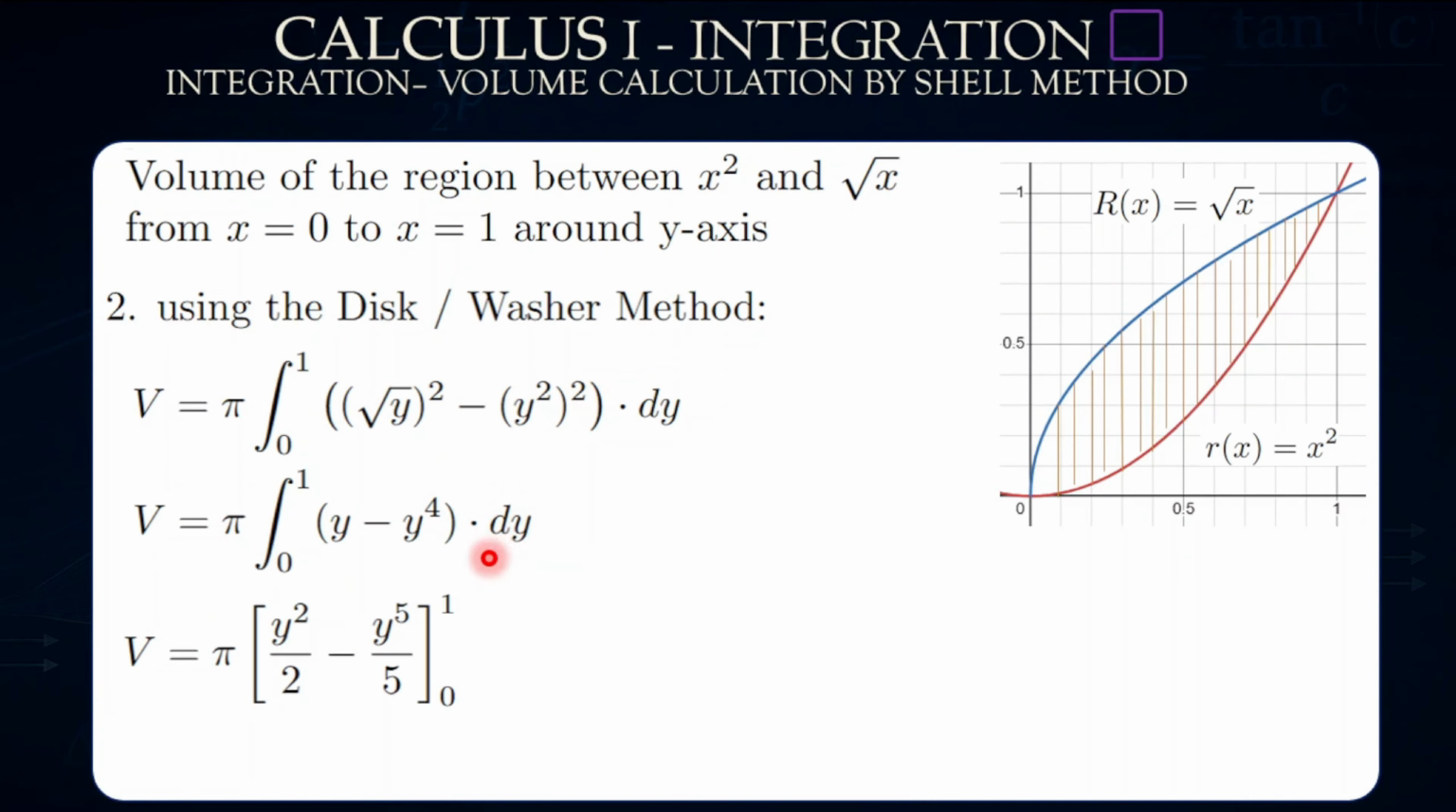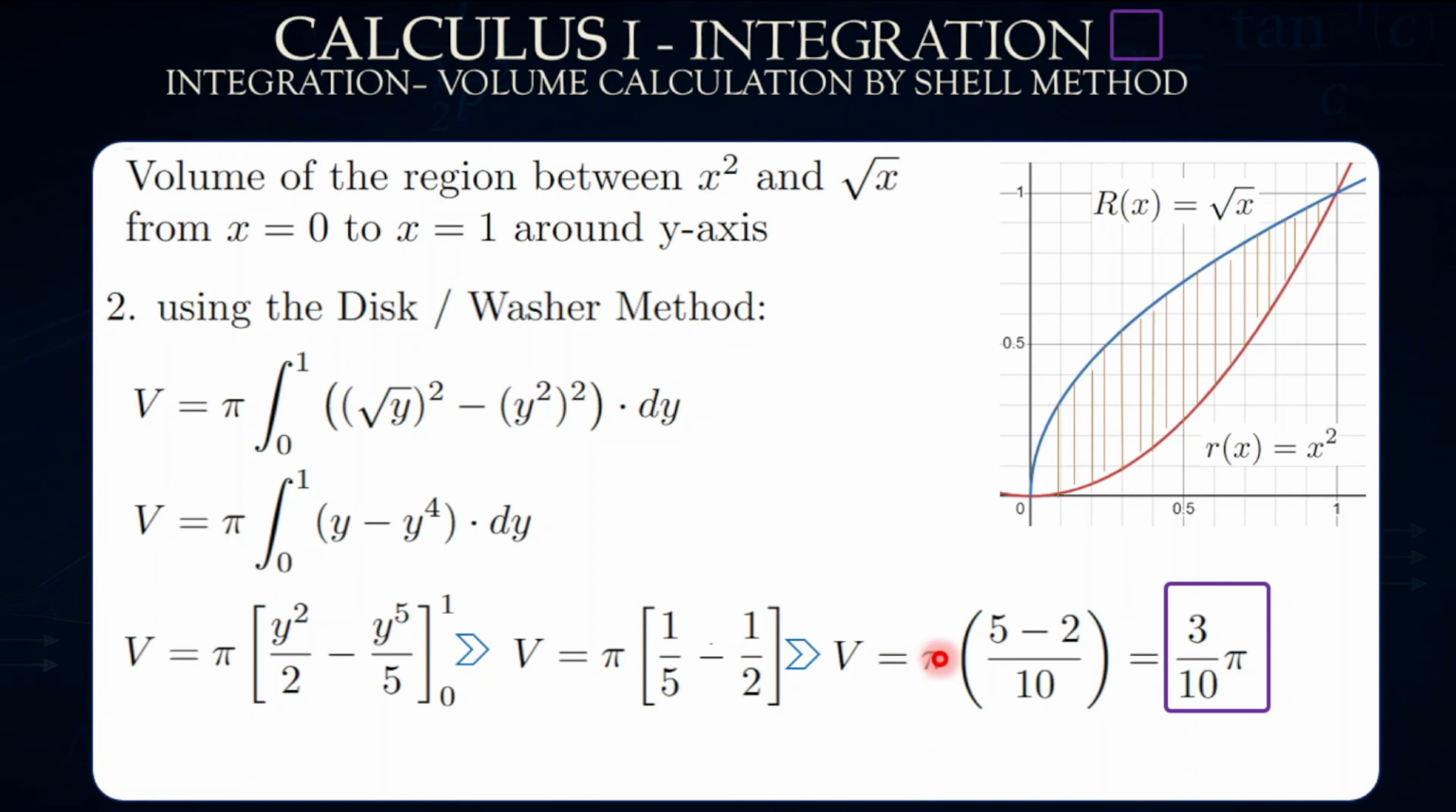V equals pi multiplied by, let's integrate, y squared divided by 2 minus y to the fifth divided by 5 between 1 and 0, which is pi multiplied by 5 minus 2 over 10. 10 divided by 2 is 5, 10 divided by 5 is 2, so it is pi times 5 minus 2 divided by 10, which is 3 over 10 pi, the same answer that we got using the shell method. So that's it. We calculated the volume using the disk method and the shell method, and we obtained the same result.